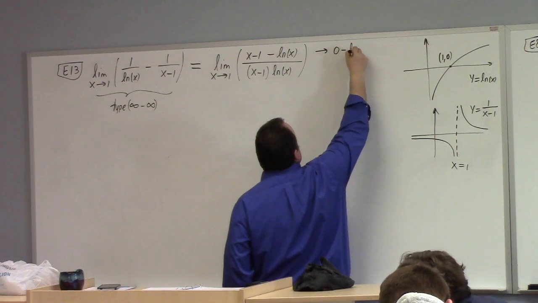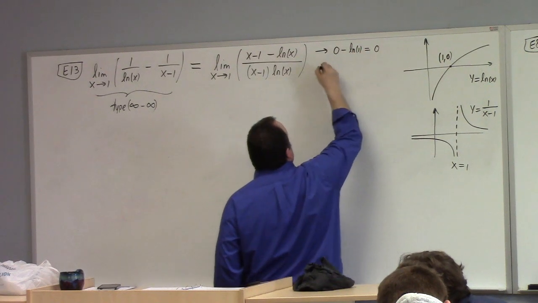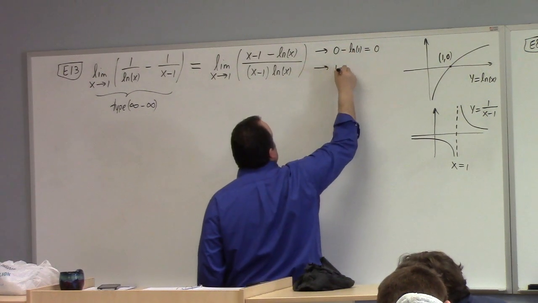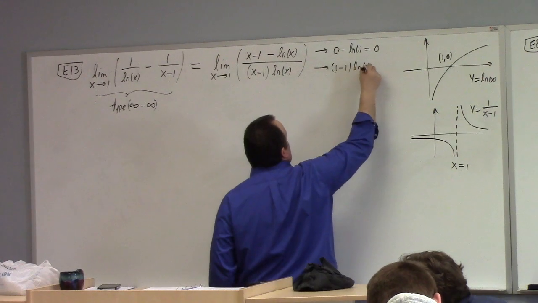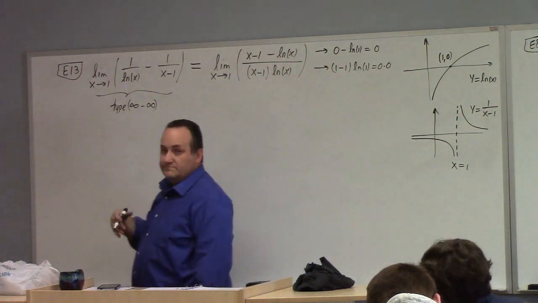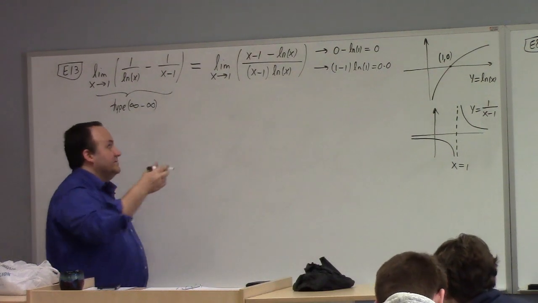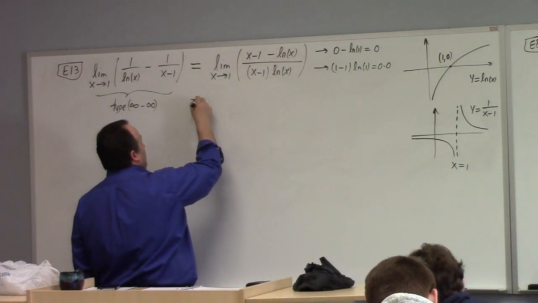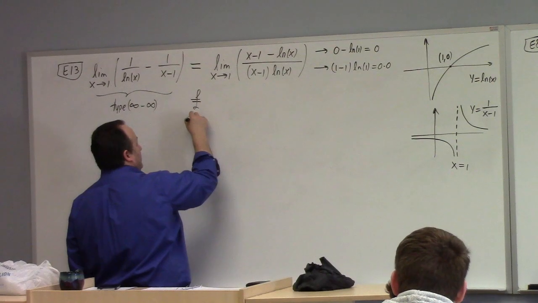0 minus the natural log of 1, which is 0. The denominator goes to 1 minus 1 times the natural log of 1, 0 times 0. I think we're good. It's type 0 over 0. So, like I told you guys, make a common denominator, it's going to work for us. So 0 over 0.